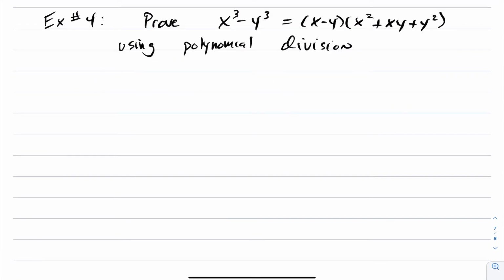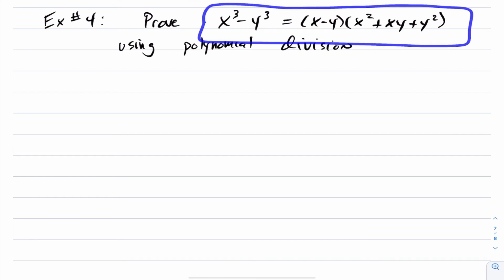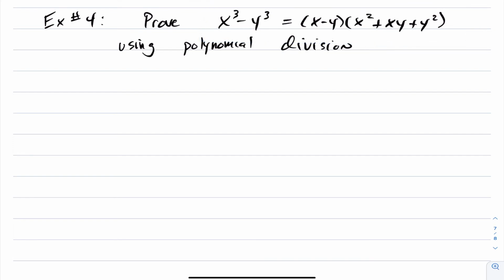In this last example here, I want to show you that you can use long division to divide out not just polynomials, but also multivariable functions. Let's take a look here. I want to prove the following result: x cubed minus y cubed is equal to x minus y times x squared plus xy plus y squared. So essentially the difference of cubes formula. How can we prove this using long division?